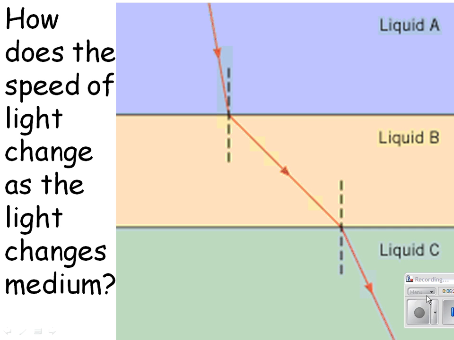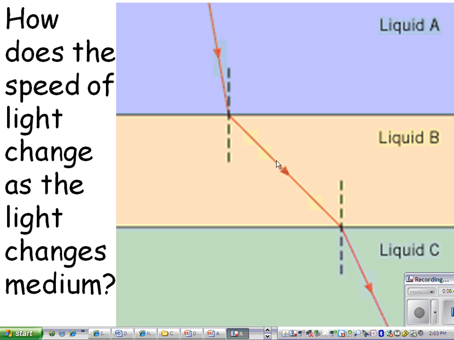So here's an example of that. How does the speed of light change as the light changes medium? I would like you to pause the video and ask yourself, as the light goes from liquid A to liquid B, is the light ray speeding up or slowing down? And as it goes from B to C, does it speed up or slow down? So go ahead, pause the video and think about that. The answer is that when it goes from A to B, it speeds up because it bends away from the normal. And then when the light goes from B to C, it slows down because it's bending towards the normal.